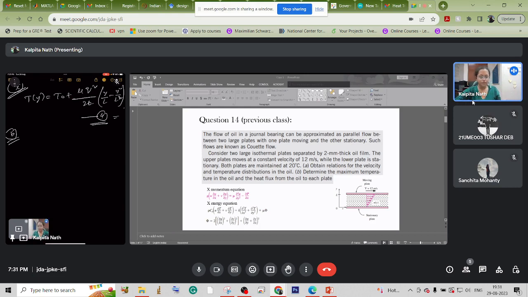Are you able to solve this? Are you able to understand how to solve? I'm trying. I just told you the way: differentiate, find the point where the maximum temperature will be, and put that point in the temperature equation. And then if you find the temperature gradient, you can easily find the flux. So it's very easy.